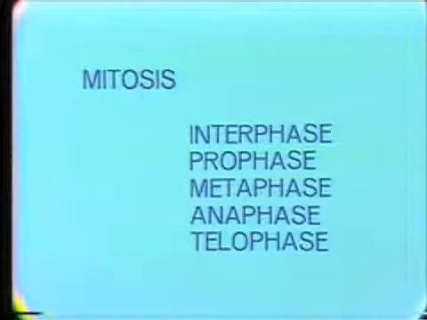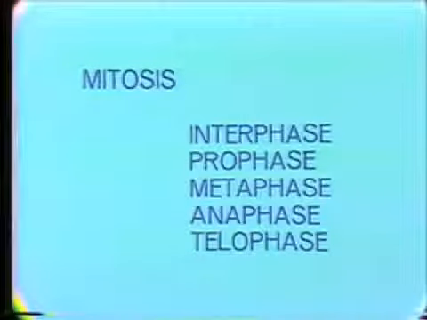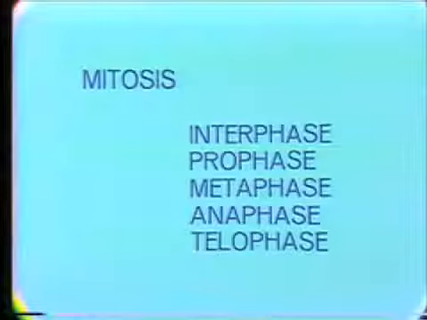Mitosis is a process of cell division. When a cell divides, the chromosomes or the genes in the nucleus must duplicate themselves, and then half goes to one cell and half to the other daughter cell. The stages of mitosis are interphase, prophase, metaphase, anaphase, and telophase. We'll show you demonstrations of each of these phases in the process of mitosis.